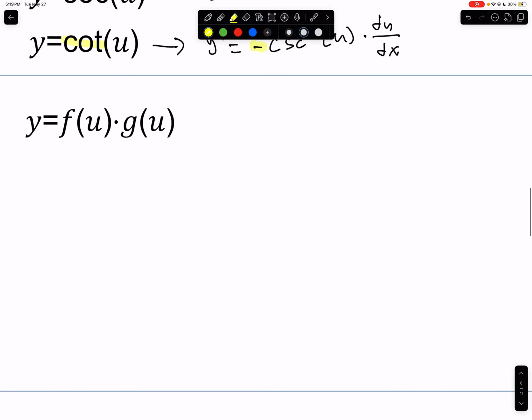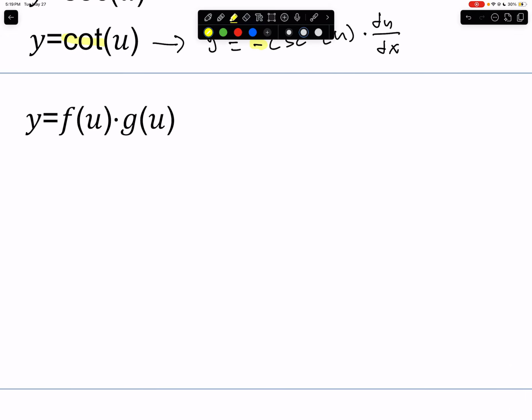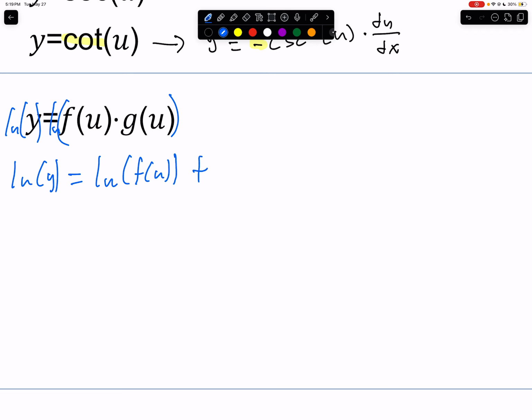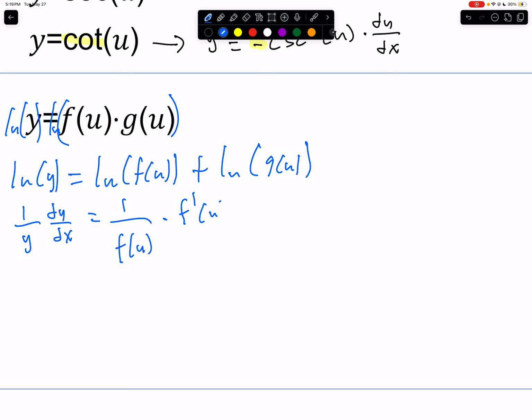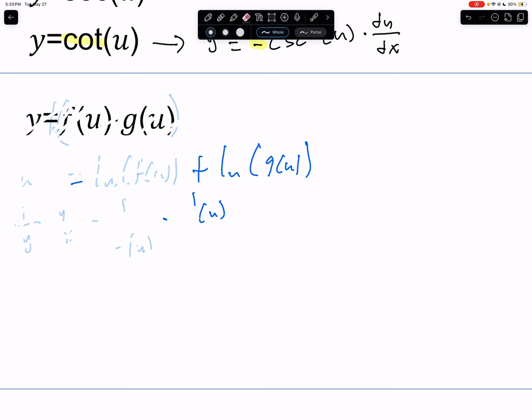Okay, this is the product rule. I hope you guys know this. If you really don't know the product rule, a quick trick is to take the natural log of both sides and then do log differentiation. This would be ln of f of u plus ln of g of u. Take the derivative with respect to x of both sides, like 1 over y dy dx equals 1 over f of u times f prime of u. Keep going from there, but I would expect you to just know the product rule.